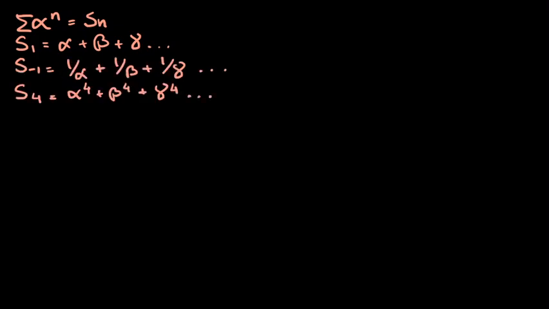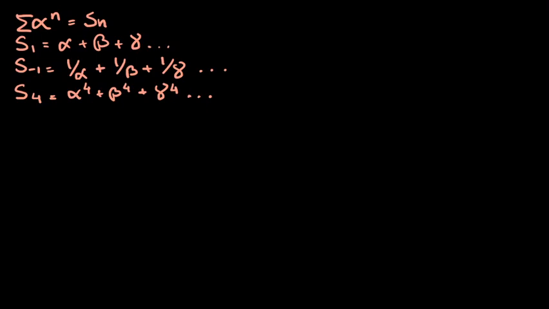To begin, let us get introduced to another notation for writing the sum of the nth power of roots. This is Sn. Here, the number written in place of n will denote the power to which the roots will be raised. So S1 is alpha plus beta plus gamma and so on. S minus 1 is alpha to the power minus 1, which means 1 by alpha, and then similarly 1 by beta plus 1 by gamma and so on, depending on how many roots the polynomial has. And then we have S4 equals alpha to the power 4 plus beta to the power 4 and so on.